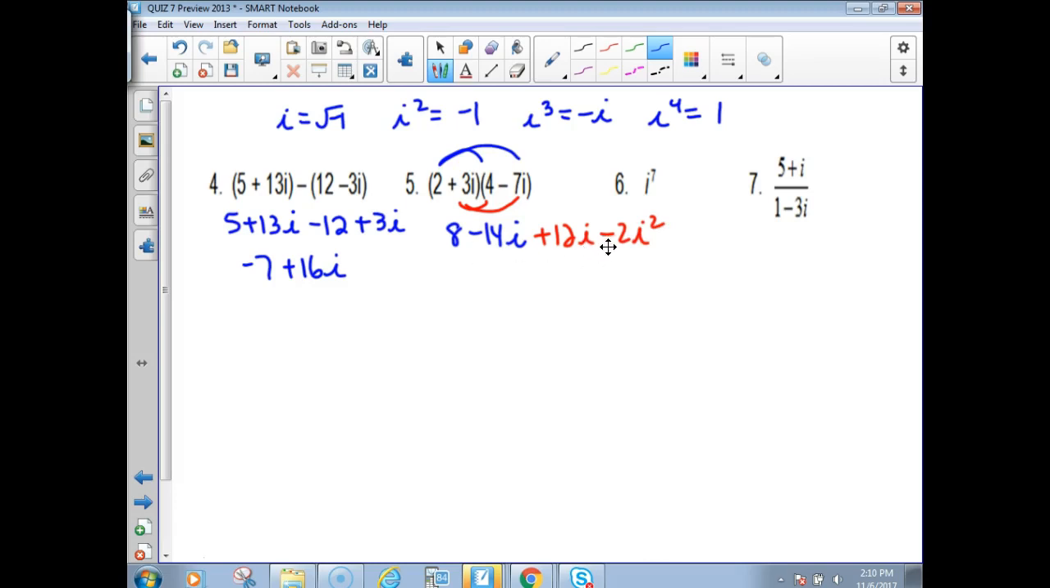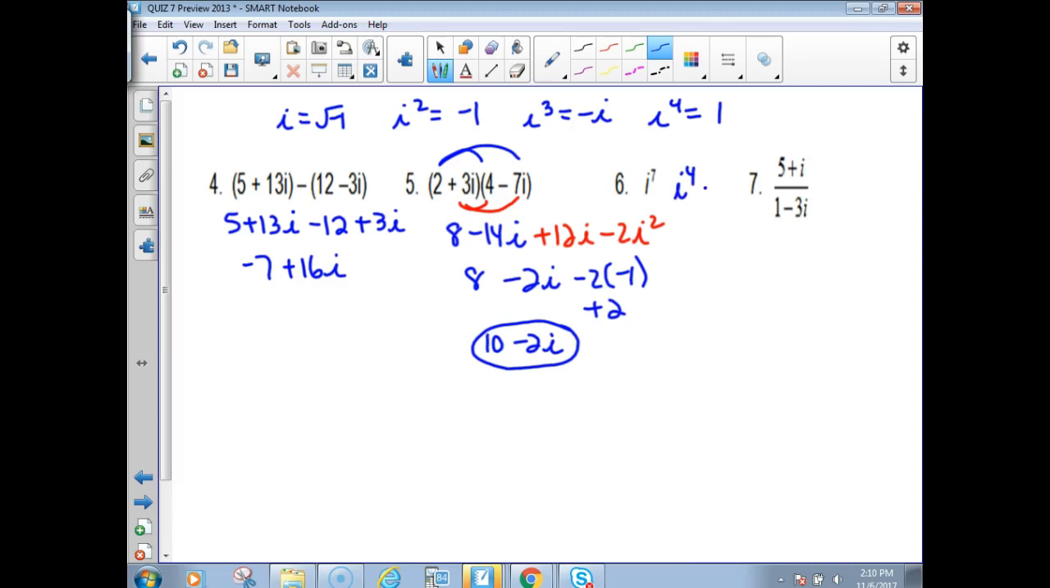So first you combine any like terms here, that would be minus 2i, but I need to replace the i squared with a negative 1. That will give me 8 plus 2, so that's going to be 10 minus 2i. Number 6, there's an i to the fourth times an i to the third.